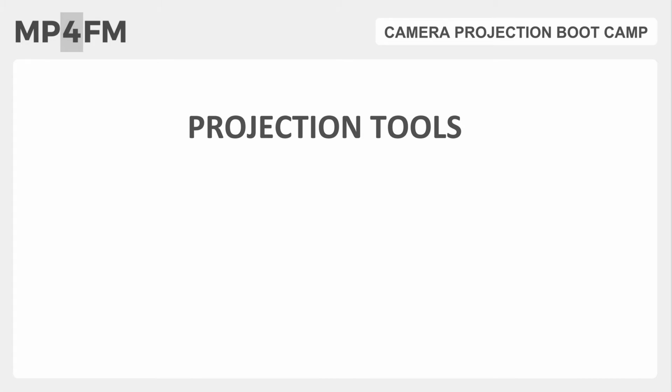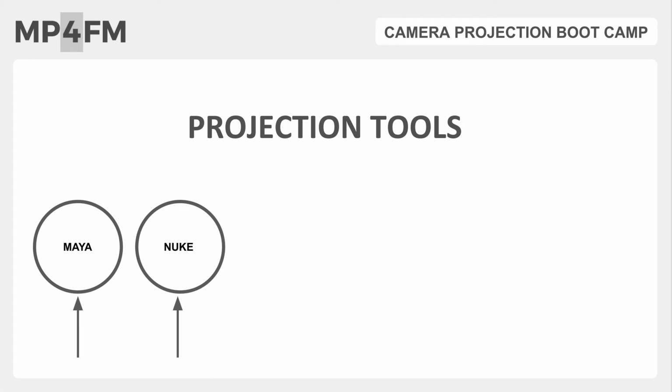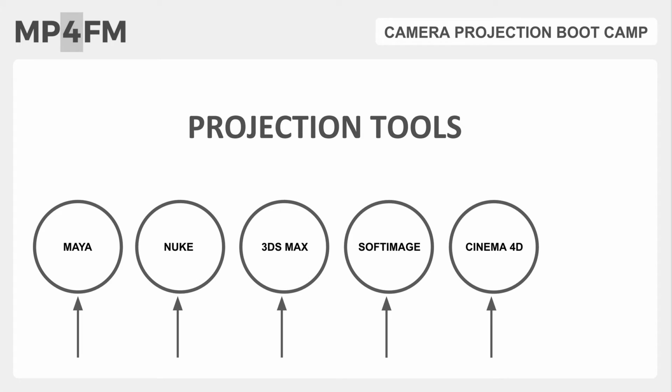So let's talk about the projection tools that are available to matte painters. When I say tools, I mean 3D applications that can project 2D images onto 3D objects. The first of these is Maya, and I'm listing these in no particular order, but Maya definitely has the ability to project images. Nuke, 3D Studio Max, Softimage, Cinema 4D, and Houdini. I would say the most popular of all of these applications would clearly be Nuke. In most cases, when you are seeing a projection setup, it's going to be in Nuke.